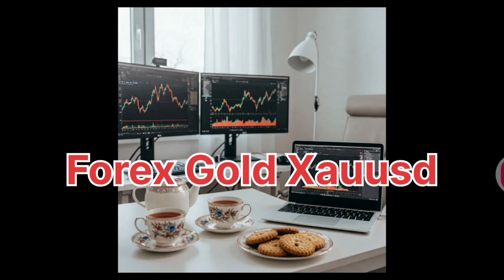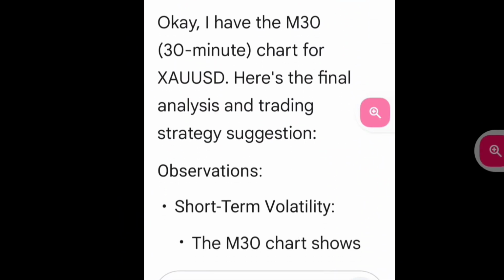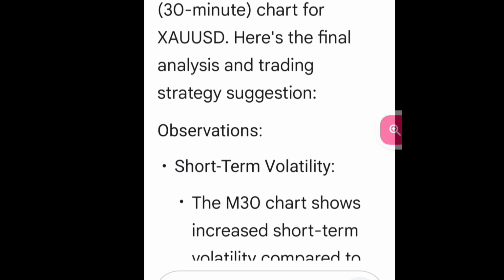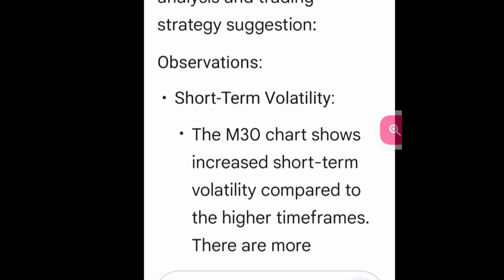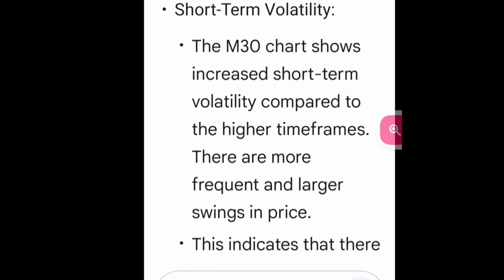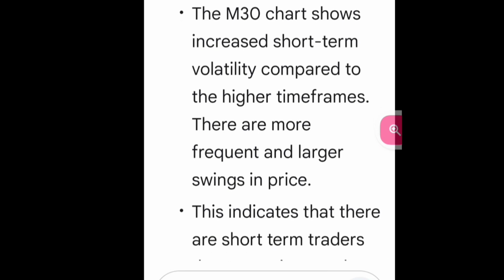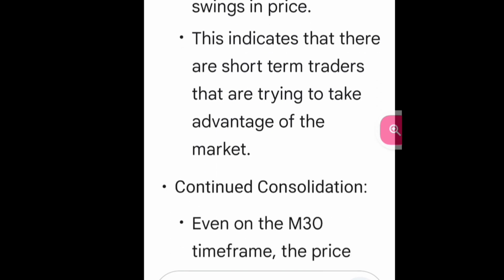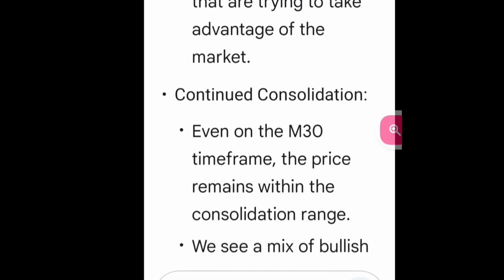Xauusd trading signal. Okay, I have the M30 30-minute chart for Xauusd. Here's the final analysis and trading strategy suggestion. Observations. Short-term volatility. The M30 chart shows increased short-term volatility compared to the higher time frames. There are more frequent and larger swings in price. This indicates that there are short-term traders that are trying to take advantage of the market.